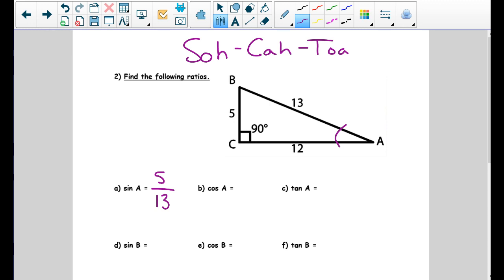What about cosine of A? Cosine says adjacent over hypotenuse, so adjacent from A is what? 12. Hypotenuse is 13. What about tangent of A? Opposite over adjacent. So opposite of A is what? 5. Adjacent is 12. Good.